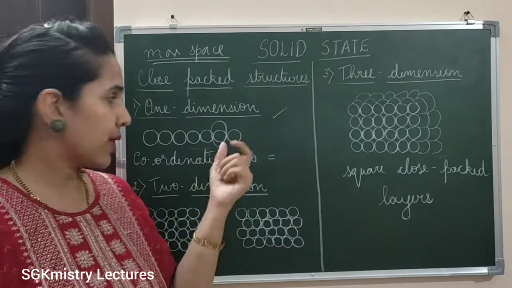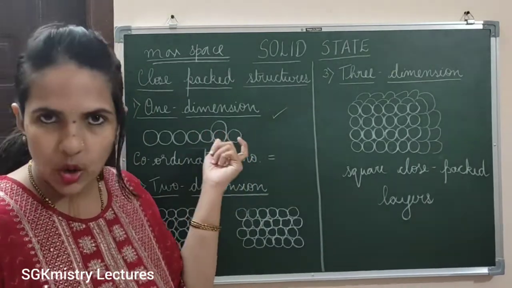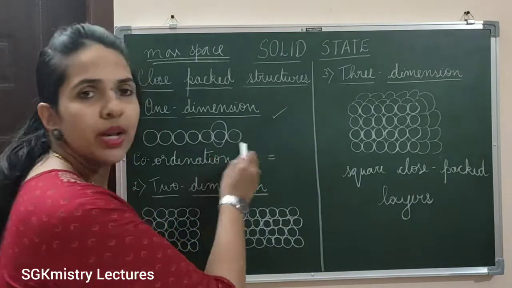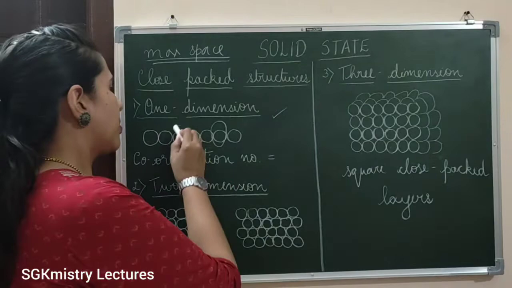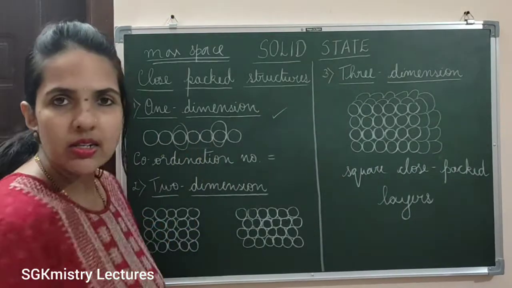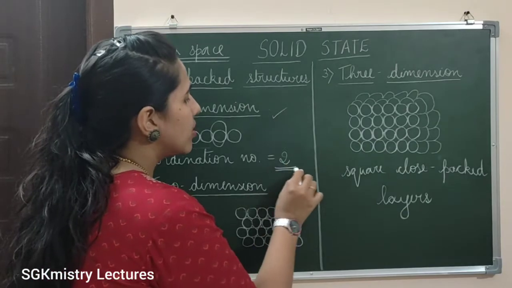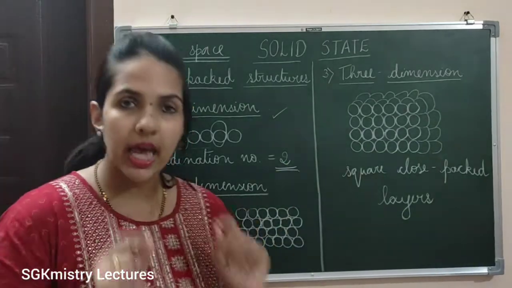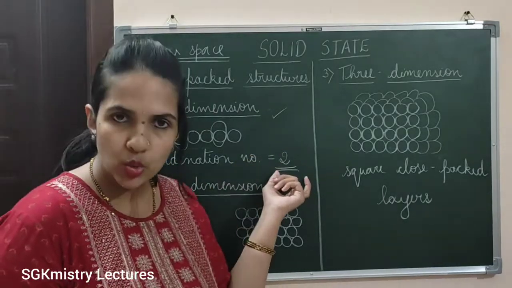So here, if I am calculating the coordination number for this constituent of the solid, the number of neighboring particles here is 2. Again, if I am calculating for this, the neighboring particles is 2. So whenever the constituent particles are arranged in 1 dimension, the coordination number is 2.